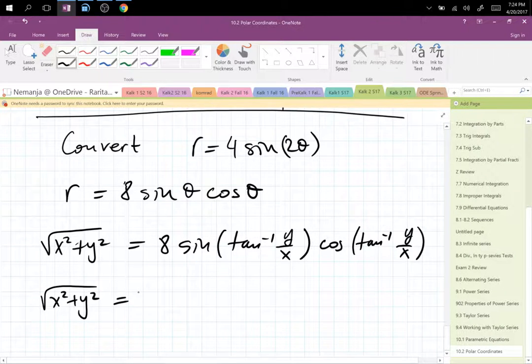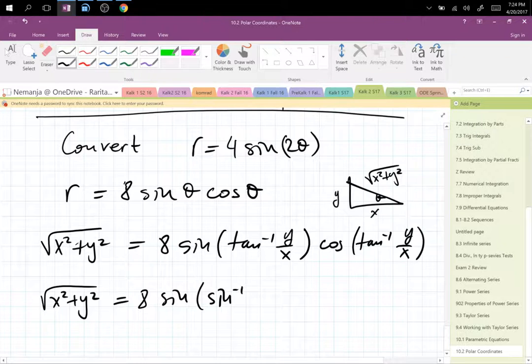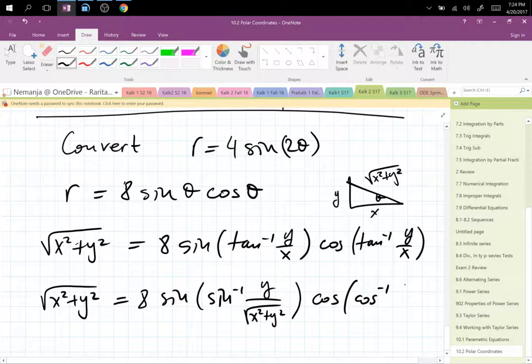So what I have here is, remember the triangle? I draw the triangle, I have a theta. There's another way to do this, but let's just power through this. So this is your y, this is your x, and this is your square root of x squared plus y squared. So it's inverse sine of y over x. So I need my sine, which is opposite over hypotenuse, so that's y over the square root. And then I have a cosine of inverse cosine of x over the square root of x squared plus y squared.